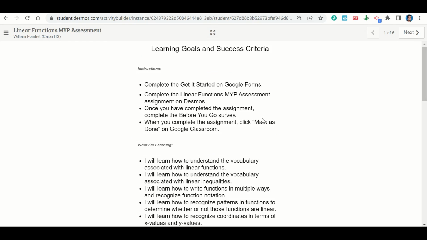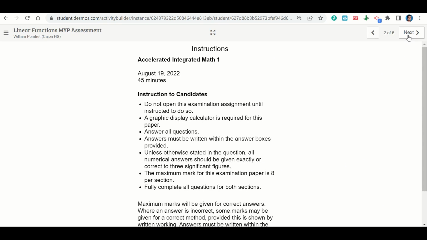It begins here with the learning goals and success criteria as well. We'll go ahead and click Next. Here are the instructions. This assignment will be taken on August 19, 2022. You have 45 minutes to complete the assignment. Here are your instructions. Do not open the examination until instructed to do so.